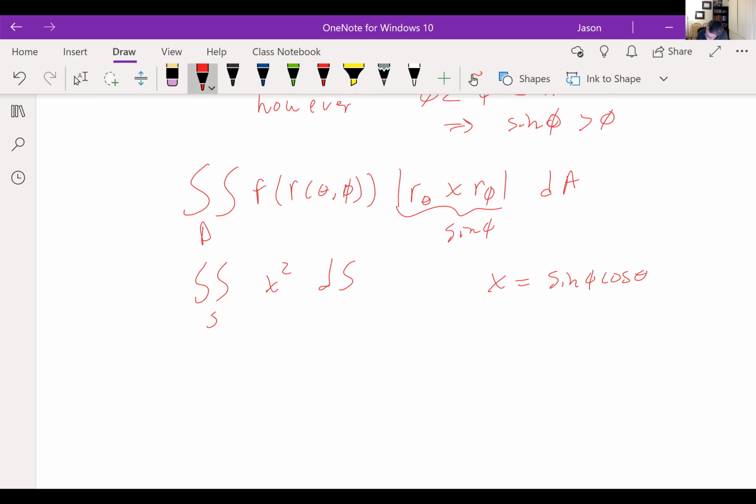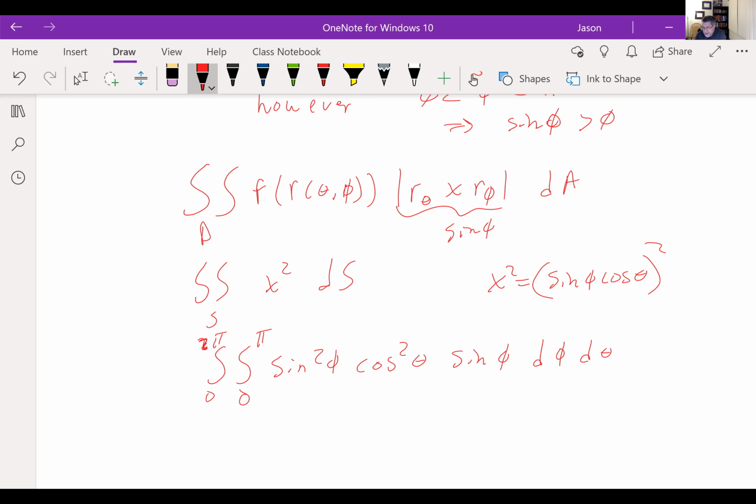So x squared would be that squared: sine squared phi cosine squared theta. But we've got an extra sine phi, and then d phi d theta. And what does phi go from? Phi goes from 0 to pi, and theta goes from 0 to 2 pi.